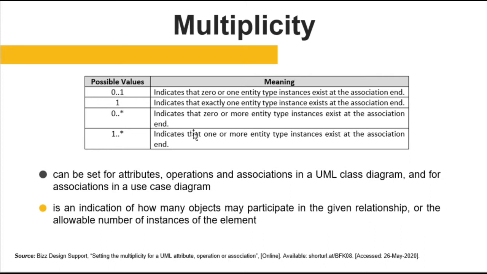Possible values, for example, the first entry in our table, 0 or 1, indicates that 0 or 1 entity type instances exist in the association end. Another one is 1. It indicates that exactly one entity type instance exists at the association end. 0 or many indicates that 0 or more entity type instances exist in the association end. 1 or many indicates that one or more entity type instances exist at the association end.